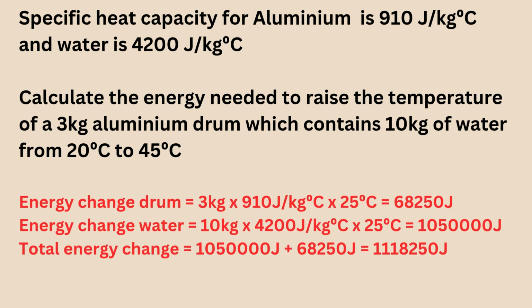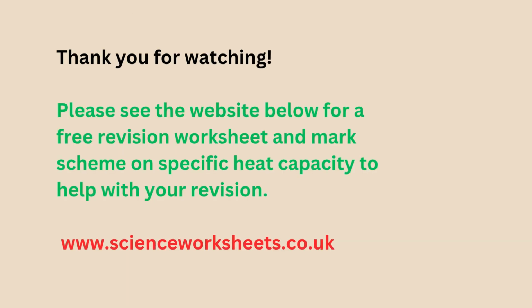So to calculate the energy change for the drum, we do 3 kilograms for the mass of the drum times 910 times 25, which will give us 68,250 joules. To calculate the energy change for the water, it's 10 kilograms times 4,200 times 25 degrees C. That will give us 105,000 joules. Then we can add these two values together to give 111,825 joules.